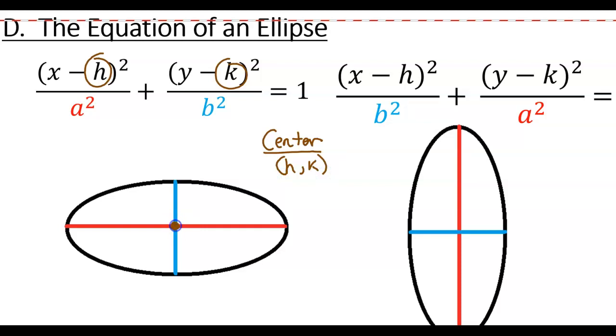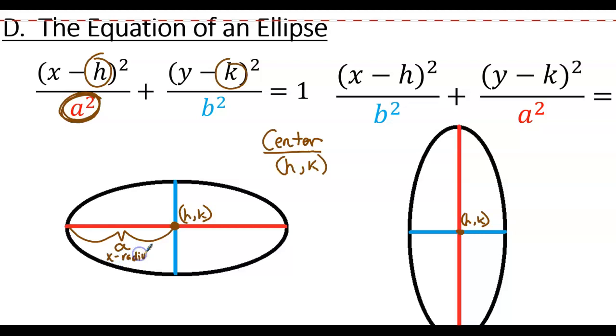So in other words, the coordinates of this point would be H and K, and the coordinates of this point would also be H and K for this one over here, because they both have H and K. All right? Now, the number underneath the x, if you take the square root of that, that's going to tell you the square root of this number underneath the x, I'll call it the x radius.